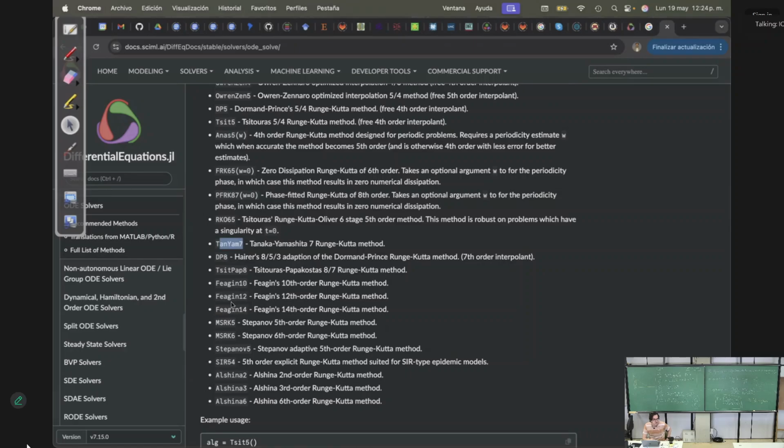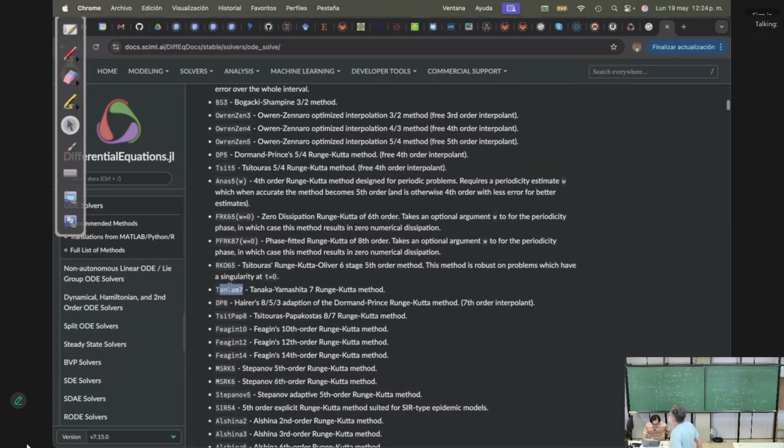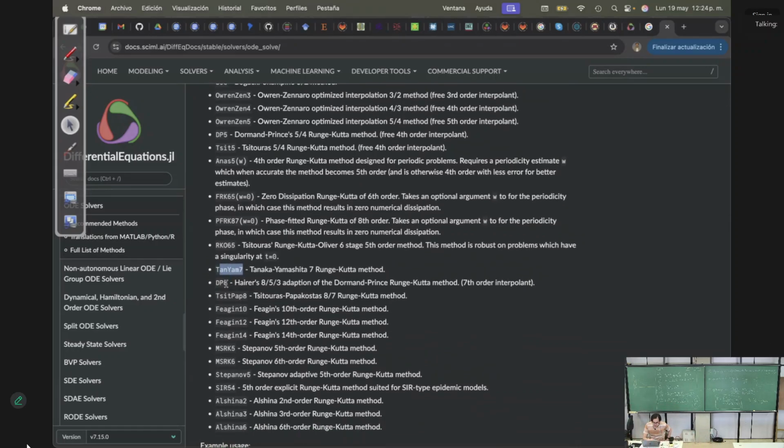Which one? Which one? Sorry? The TSIT5 or?